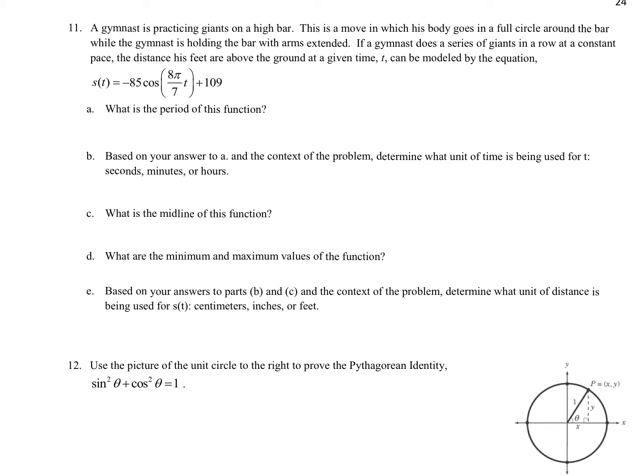A gymnast is practicing giants on a high bar. This is a move in which his body goes in a full circle around the bar while the gymnast is holding the bar with the arms extended. So it's kind of like your arms are straight, your whole body's straight, and you're flipping around the bar.